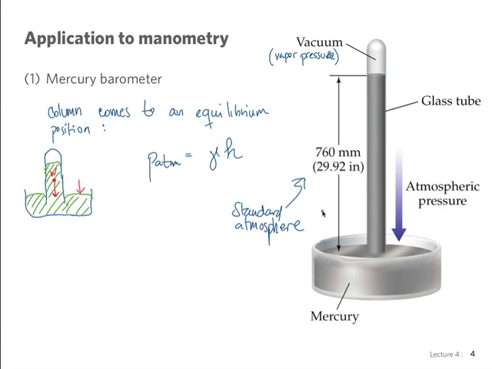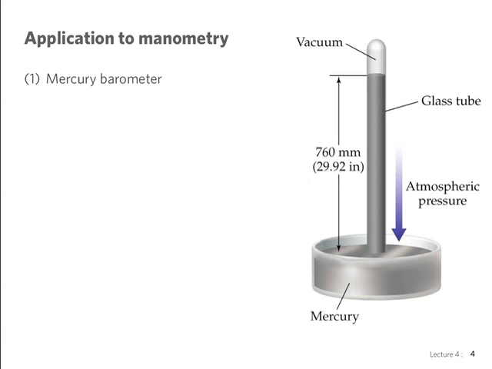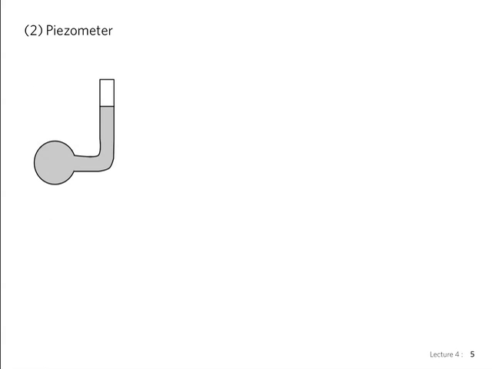Okay, good. So this is one application of this simple equation to measure pressure, atmospheric pressure. There are a variety of other manometers. We call manometers basically these devices that use a column of liquid to measure pressure. Those are manometers. Okay, number 2 is called a piezometer.